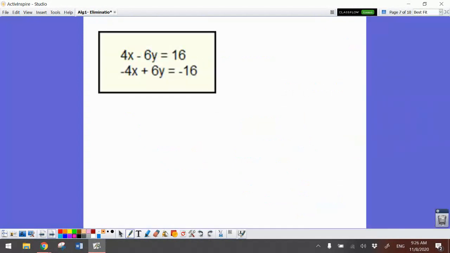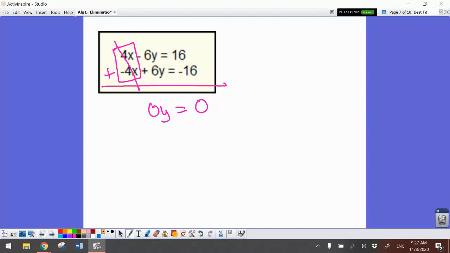Okay, let's look at this next one. Well, this is interesting. They're already in standard form, but what do you see? Well, I see that I have additive inverses right here. So if I cross those out and I add down, -6 plus +6, wait a minute, that is a 0 and a 0. Well, what does that mean?